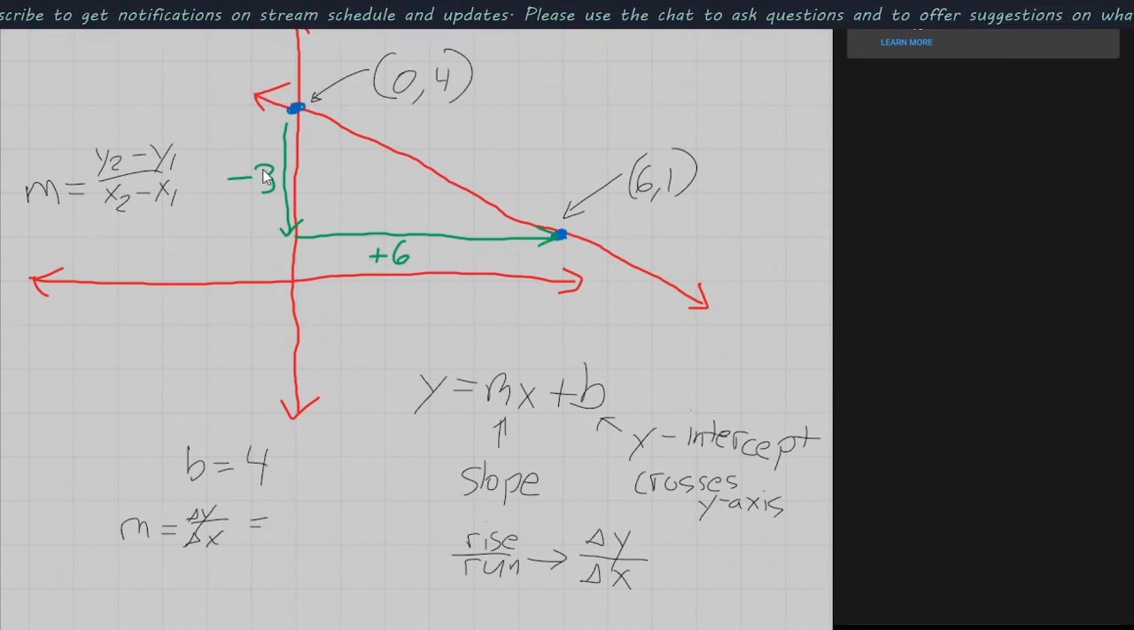So if I was to write that, our change in y is negative 3 because we went down, so that's minus 3 over positive 6.